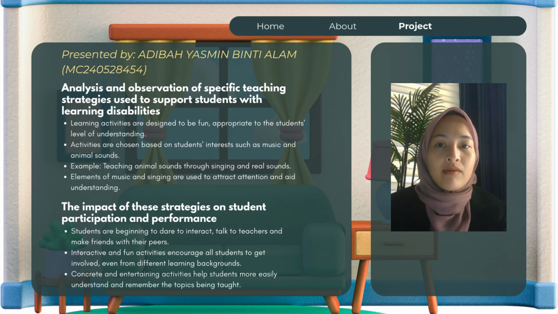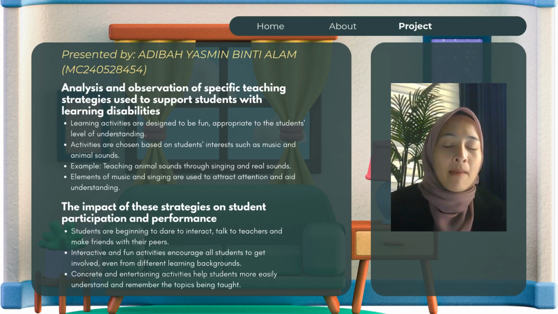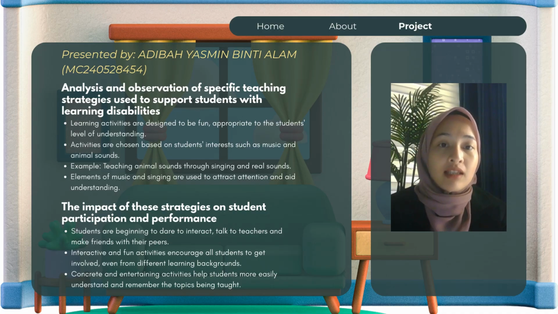to learn. Next, activities are chosen based on the students' interest, such as the use of music and animal sounds. For example, when teacher Besi Anak Dia teaches animal sounds, the teacher uses songs and actual animal sounds as teaching aids. This approach not only attracts the students' attention, but also helps them understand the concept better because it incorporates interactive and sensory elements.